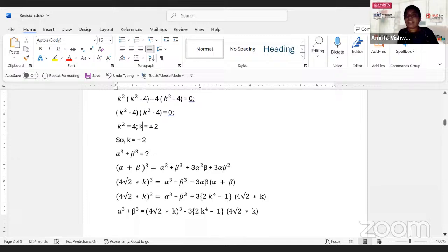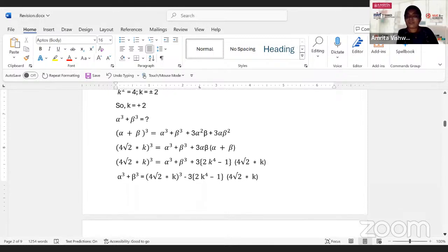Now I need to find alpha cube plus beta cube. I know the expansion: alpha plus beta the whole cube equals alpha cube plus beta cube plus 3 alpha square beta plus 3 alpha beta square. I have alpha plus beta and I have alpha beta. If I take alpha beta outside, I can simplify this as 3 alpha beta into alpha plus beta. You can just substitute those terms and you'll get the answer.